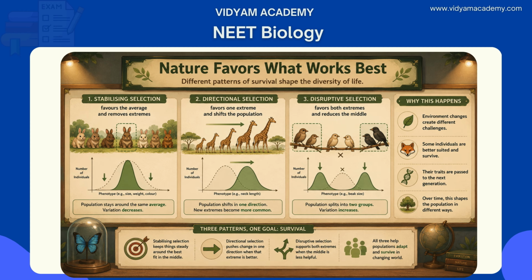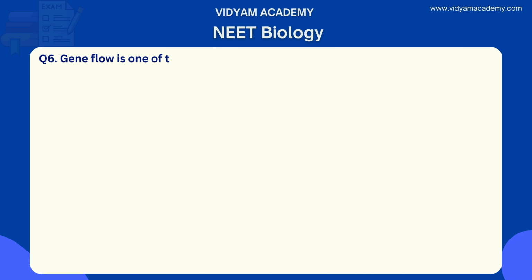pollution. Disruptive, or diversifying, selection favors both extreme phenotypes over the intermediate form, which can split a single population into two distinct phenotypic groups and potentially lead to speciation. These three patterns describe all the ways selection can reshape a population's phenotype distribution. And next, move to question number 6.